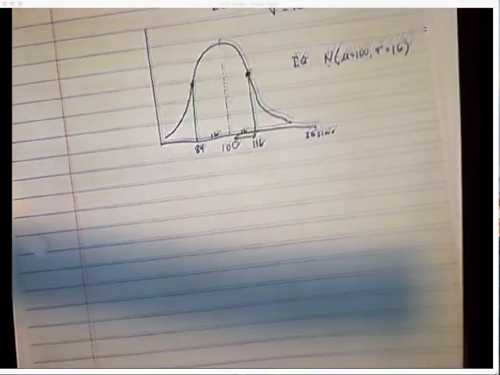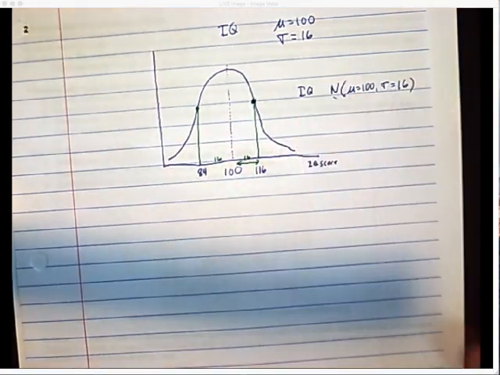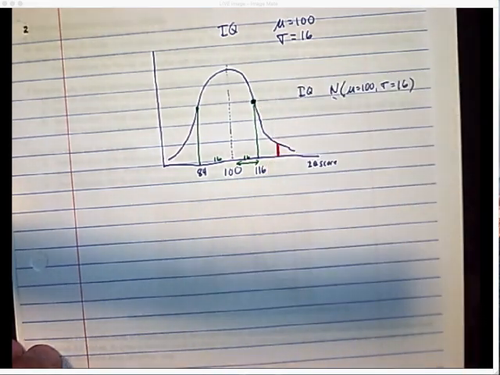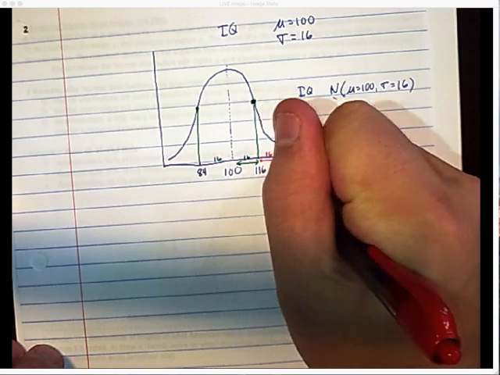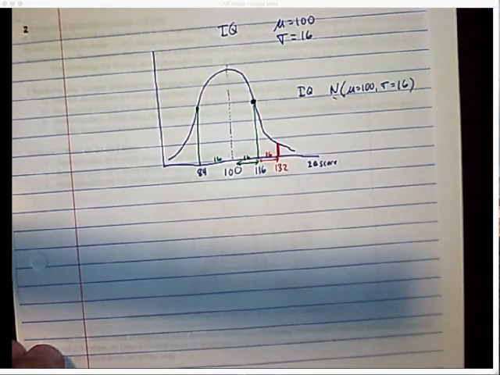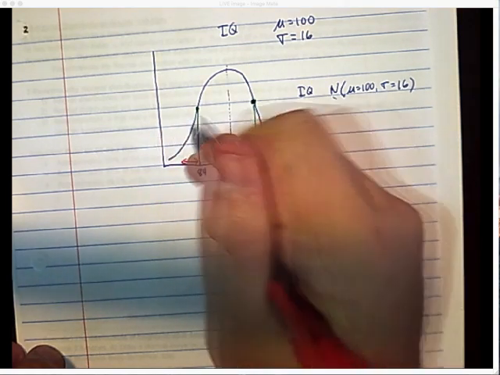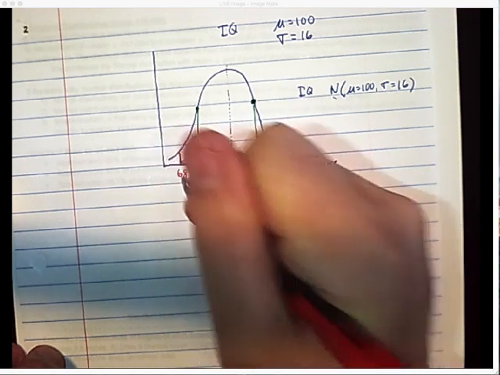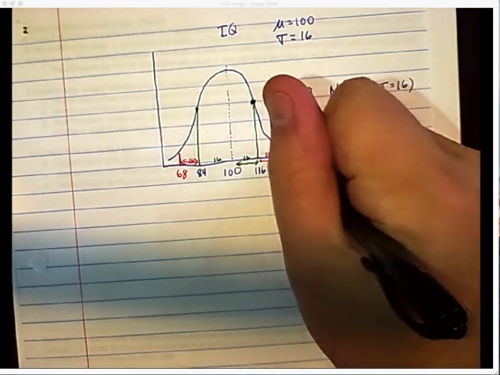And then if we went one more standard deviation, another 16 units, now we're two standard deviations out. If we went another 16, we would be up to 132 for an IQ. If we went down 16 more, we would be down to 68. And you can go as many standard deviations as you want.